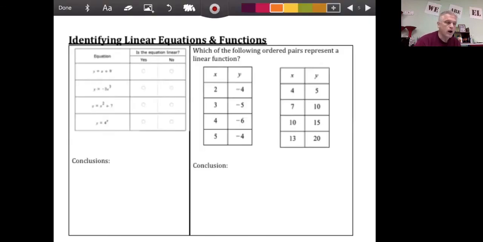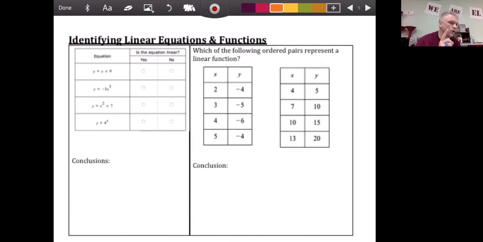Now to the last page. I know it looks a little bit fuzzy on the left side, so I'll read what it says here. The first equation says y equals x plus 9, and it's asking us to identify whether this is linear or not. Is this a linear equation?